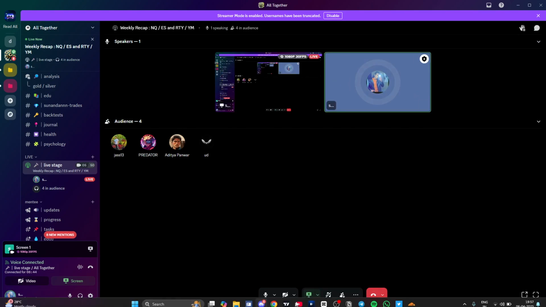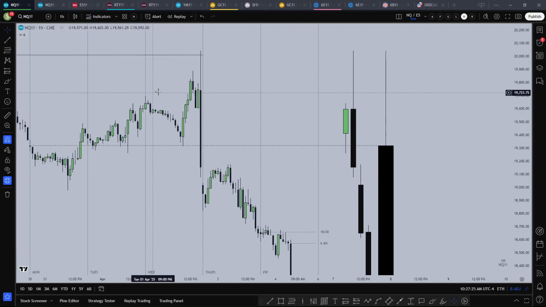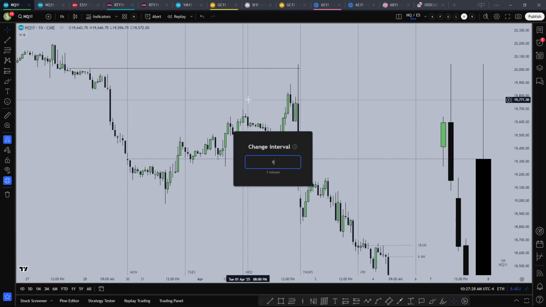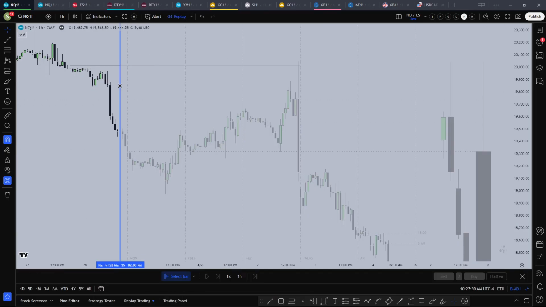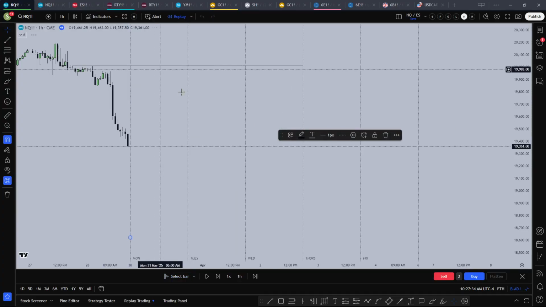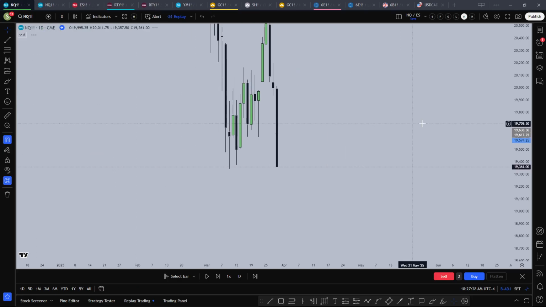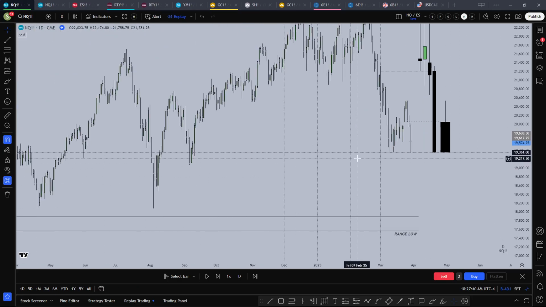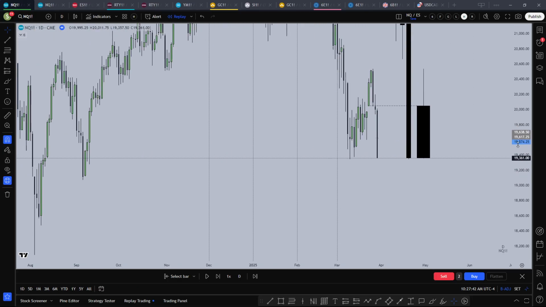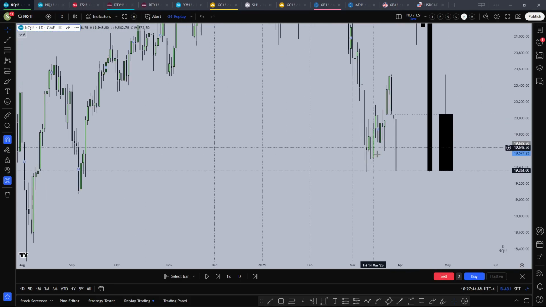Okay, let's dive into that. Starting from the daily chart as always. NQ, this was Friday's daily candle.